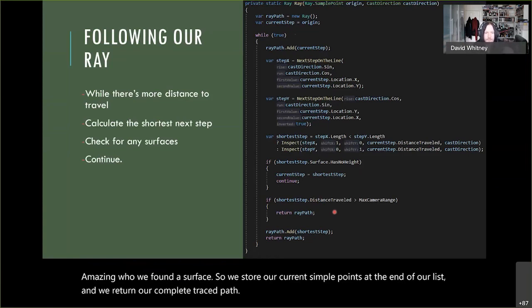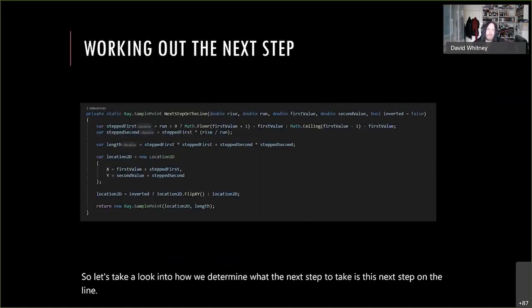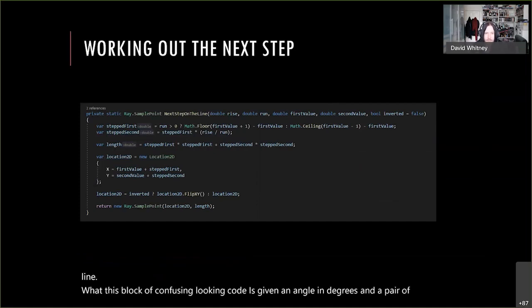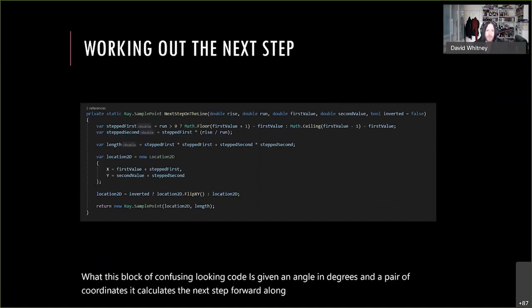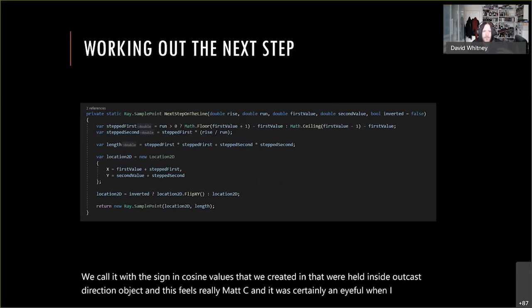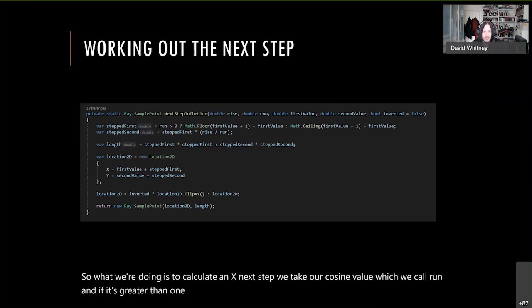So let's take a look into how we determine what the next step to take is, this next step on the line. So what this block of confusing looking code does is, given an angle in degrees and a pair of coordinates, it calculates the next step forward along our line. We call it with the sine and cosine values that we created that were held inside our cast direction object. And this feels really mathsy, and it was certainly an eyeful when I first tried working it out here. So what we're doing is, to calculate an x next step, we take our cosine value, which we call run, and if it's greater than 1, add 1. If it's less, we subtract 1.